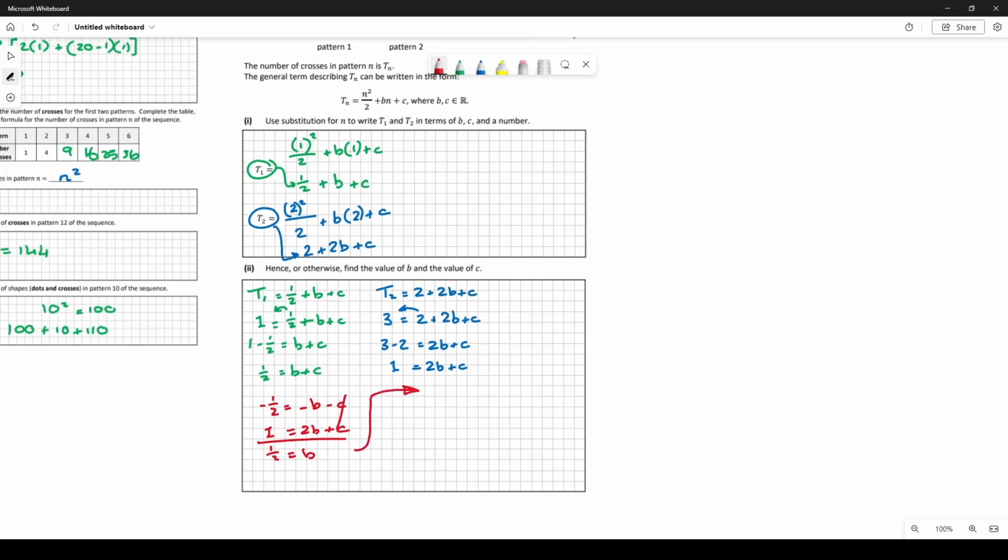Then, once you find one letter, you sub it in to one of the 2 original equations. I'll just pick this one because it's here. So we had 1 equals 2b plus c. But everywhere we see B, we're going to have a half instead, which is 1. And bring that over makes it minus, and we'll have 0 is equal to C. Now that is what they wanted you to get. They said find the value of B and C.